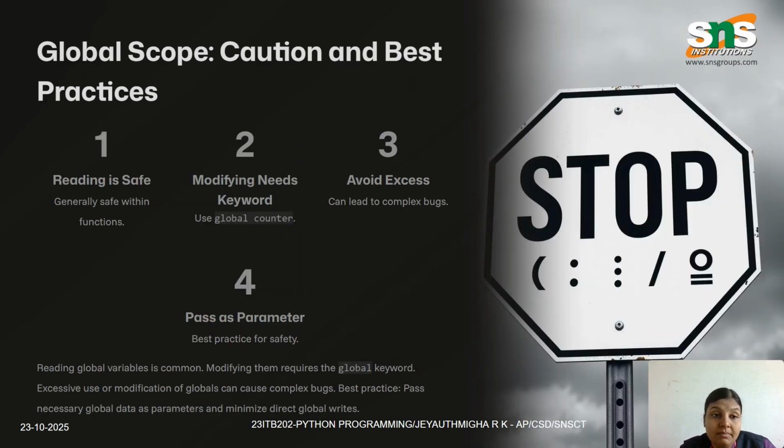Global scope caution and best practices. Reading is generally safe within functions. Modifying needs a keyword: use global counter. Avoid excess, as it can lead to complex bugs. Pass as a parameter: best practice for safety.